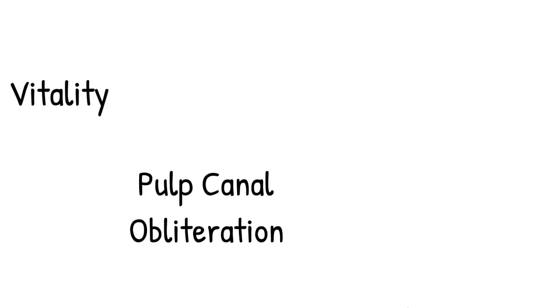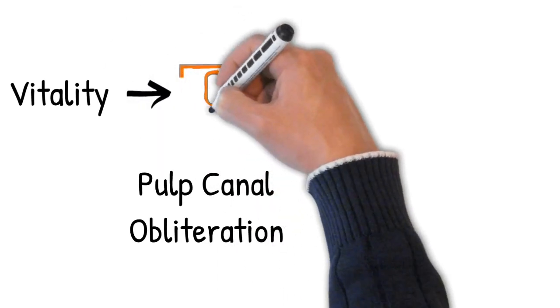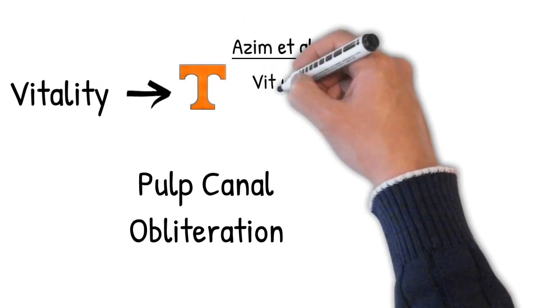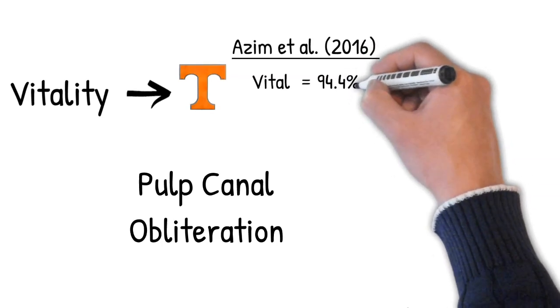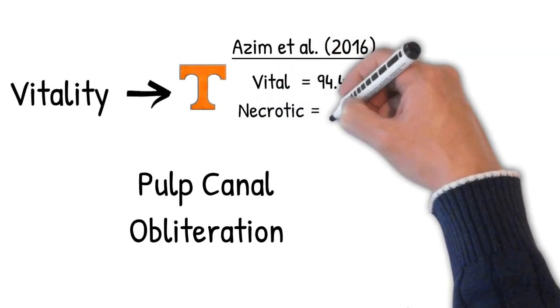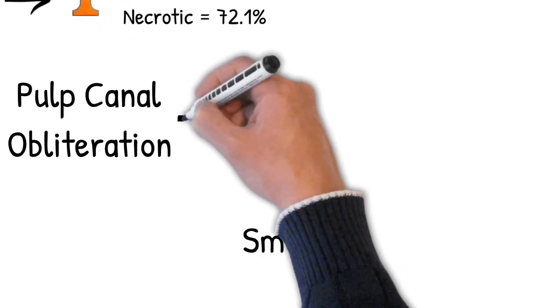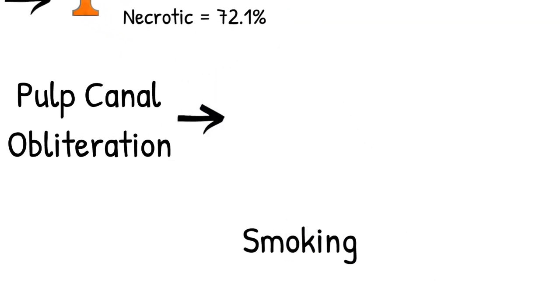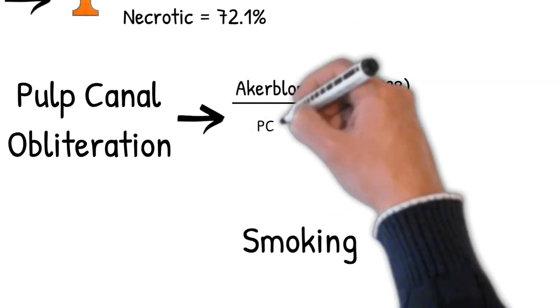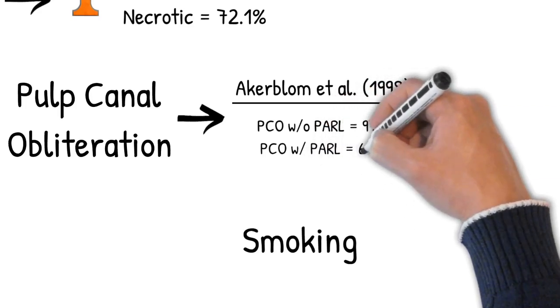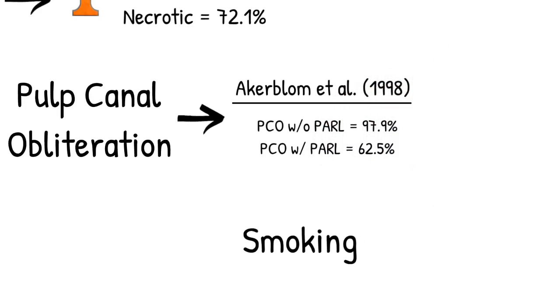One study that did not find periapical radiolucency to make a difference found that vitality did in fact make the difference, and that's the Tennessee study. Azim and colleagues in 2016 found that vital teeth were successful 94.4% of the time, whereas necrotic teeth only 72.1% of the time. In teeth with pulp canal obliteration without a periapical radiolucency, Eckerblom and colleagues found a 97.9% success rate. However, when these teeth had periapical radiolucencies, the success rate dropped to 62.5%.